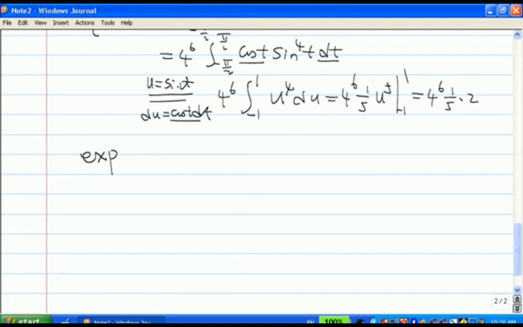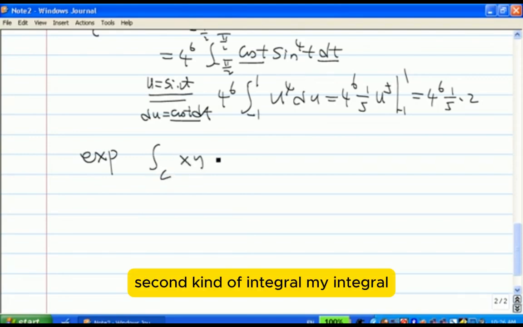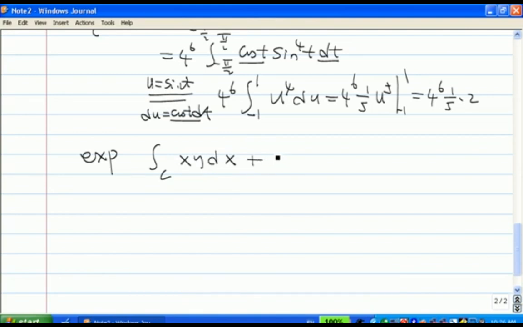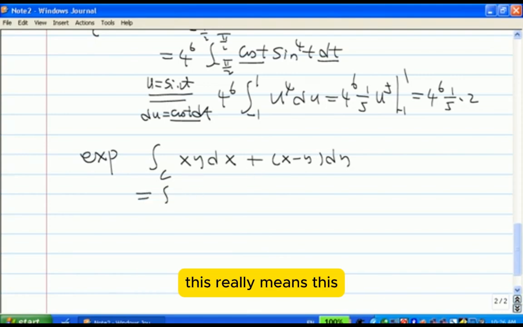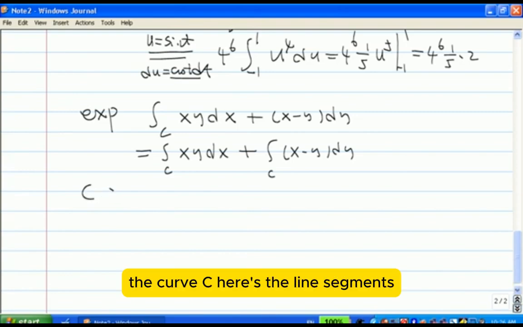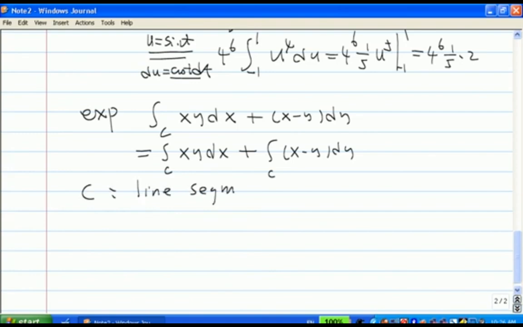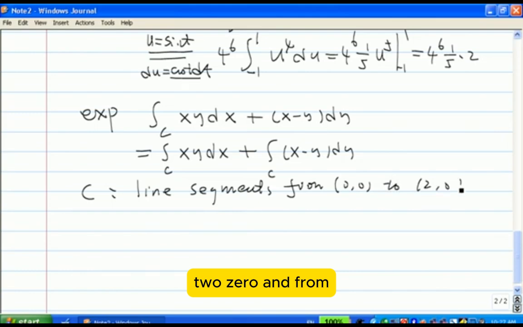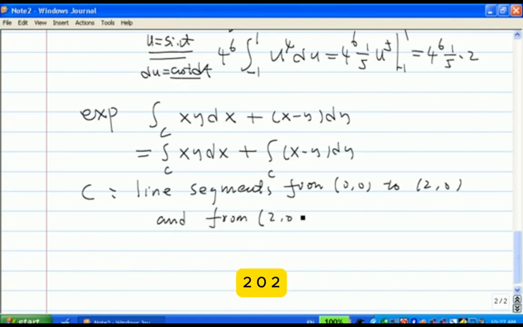Example 2, we want to integrate a second kind of integral, a line integral. This really is a two-part integral, and this is what it really means. What's the C here? The curve C here is line segments from point 0, 0 to 2, 0, and from 2, 0 to 3, 2.